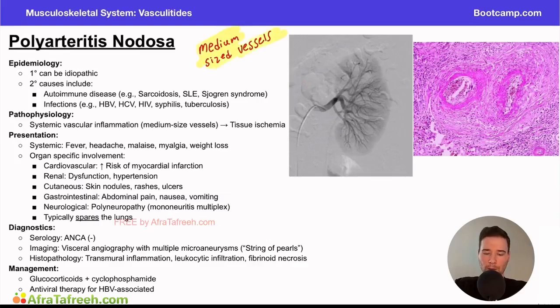However, there is some overlap between these conditions. Remember, this is kind of important to keep in mind when we think about which ones are primarily going to affect our large vessels, such as Takayasu arteritis and giant cell arteritis, and there are a bunch of vasculitides that are going to affect the small vessels primarily, and we'll talk about those in upcoming videos.